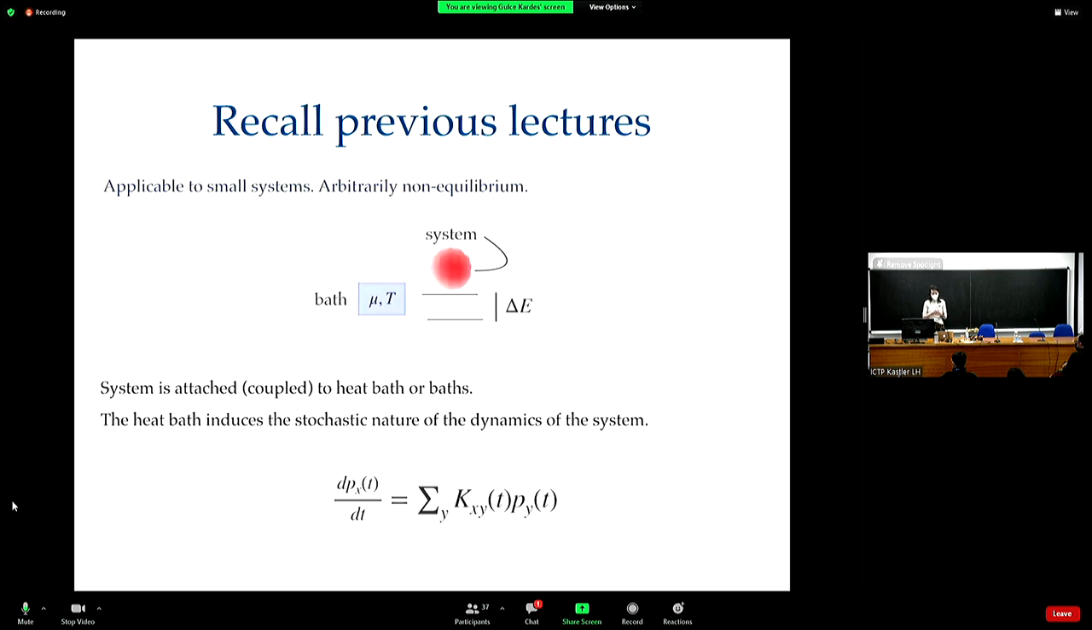I'm using David's notation, so this K encodes the transition rates between states, so we can keep track of this.